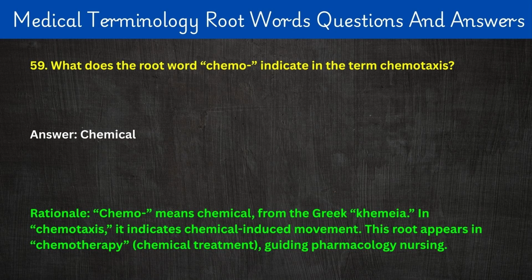59. What does the root word chemo- indicate in the term chemotaxis? Answer: chemical. Rationale: Chemo- means chemical, from the Greek chemia. In chemotaxis, it indicates chemical-induced movement. This root appears in chemotherapy, chemical treatment, guiding pharmacology nursing.